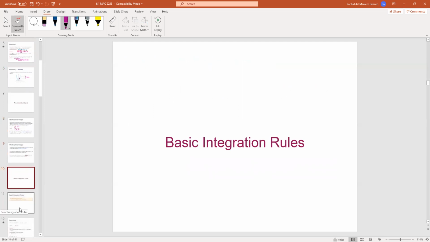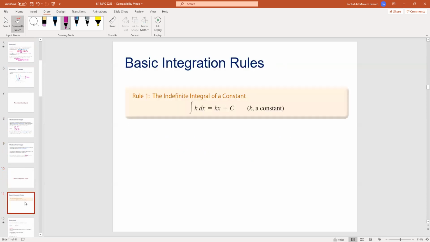So we saw many rules with differentiation, and now the same thing for integration: there are rules that will help us go back to the functions that, if you differentiate them, you find these integrals. So rule one, the indefinite integral of a constant k is kx.